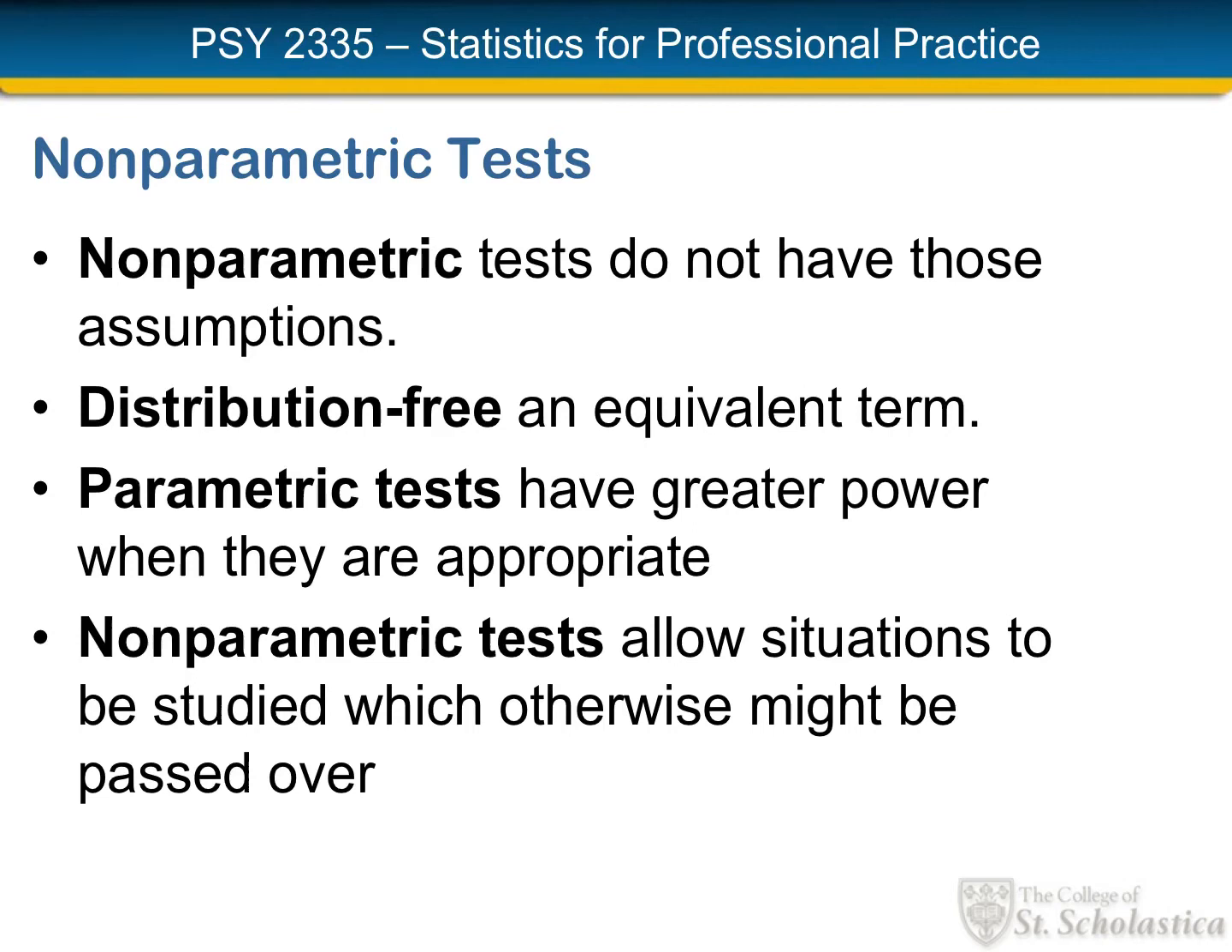Parametric tests have greater power when they are appropriate to use, and we'll be studying power in an upcoming module. But the basic concept means that if there is a difference in the population, a powerful test is one that's able to detect even a subtle effect, whereas a test with less power is not able to detect it. Our non-parametric tests tend to have lower power, but they do let us study situations and types of data that otherwise would have to be passed over. So that's why we need to have both kinds of tests.